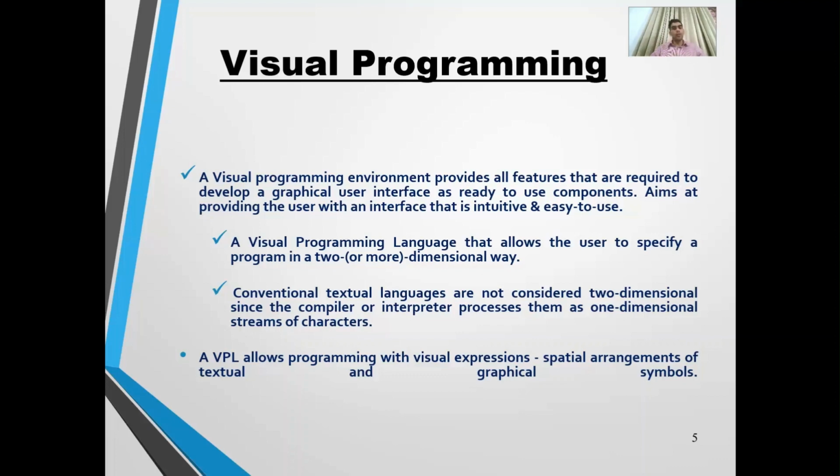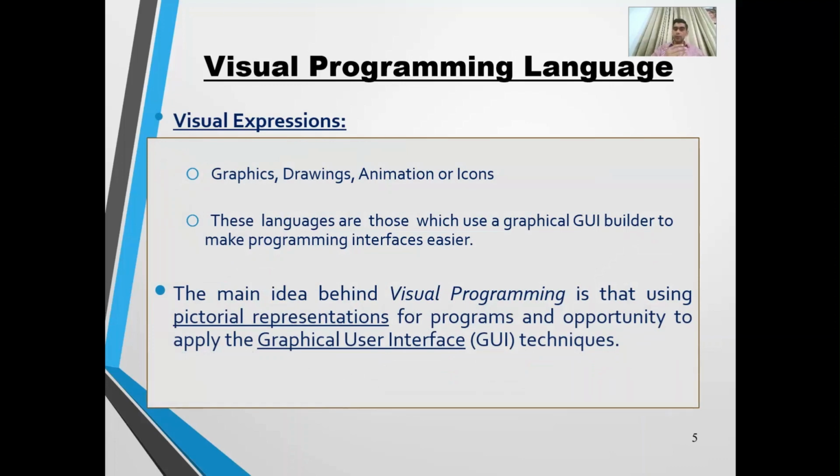A visual programming language allows the user to specify a program in a two or more dimensional way. Conventional textual languages are not considered two-dimensional since the compiler or interpreter processes them as a one-dimensional stream of characters. So, visual programming language allows programming with visual expressions, spatial arrangement of textual and graphical symbols. So, visual expressions: graphics, drawings, animations of icons. These languages use a graphical GUI builder to make programming interfaces easier. The main idea behind visual programming is using pictorial representation for programs and the opportunity to apply the GUI technique.